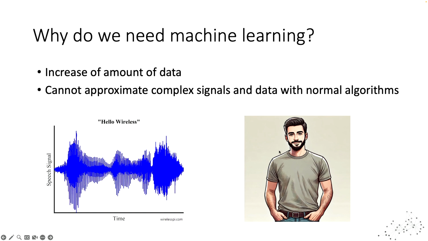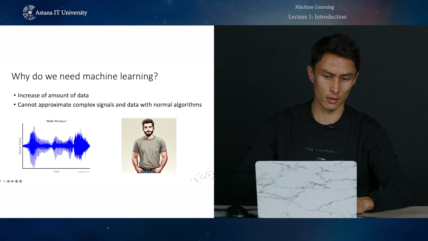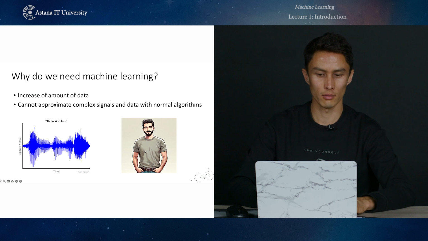By image, for example, we can recognize this is, for example, Kanat, yeah? It's difficult. But using computer vision algorithms, machine learning algorithms, we can recognize, for example, this is Kanat or this is a person. So this is where machine learning algorithms come in handy.